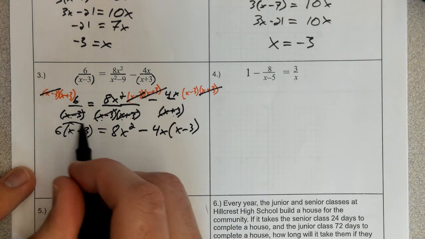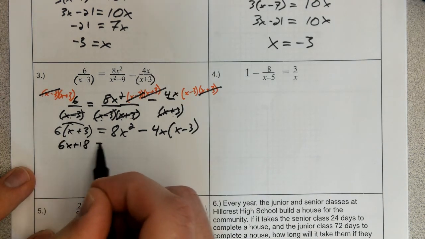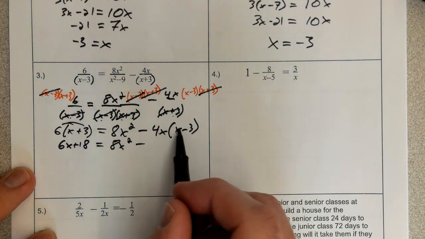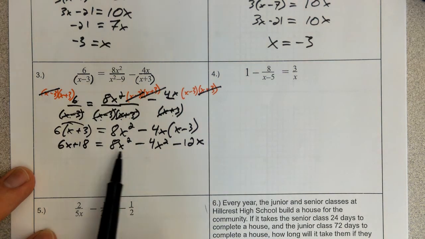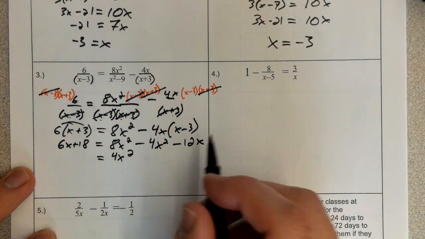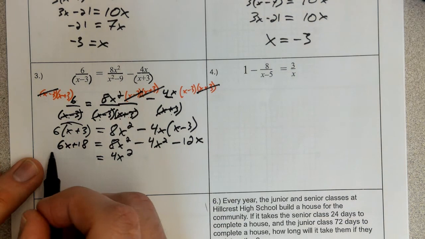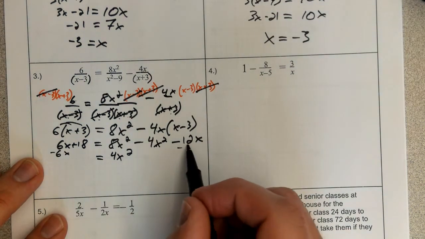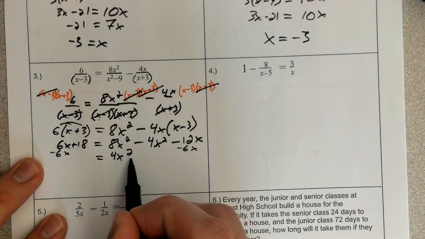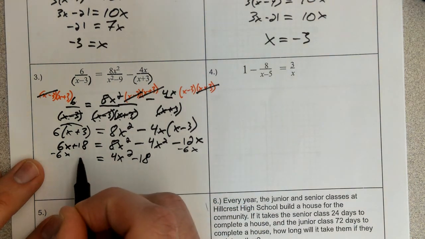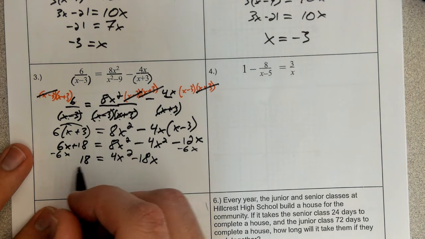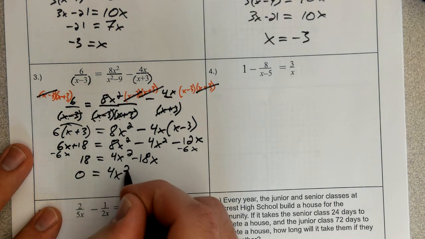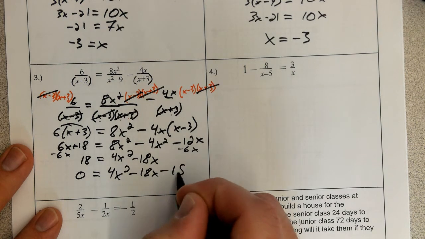So when I distribute the x, I'll get 6x plus 18 equals 8x squared minus 4x times x, which is 4x squared, so 4x squared minus 12x. 8x squared minus 4x squared, that's going to be 4x squared. I'm going to subtract 6x over to the right, and so that'll be minus 18x equals 18. Sorry, 18x equals 18. Minus 18 over. And so I get 0 equals 4x squared minus 18x minus 18.